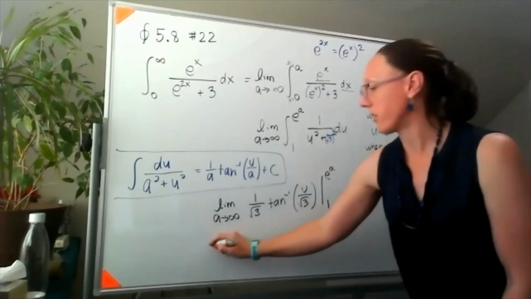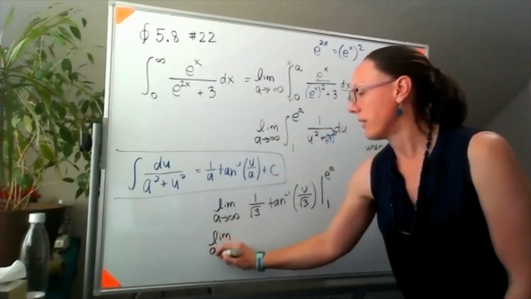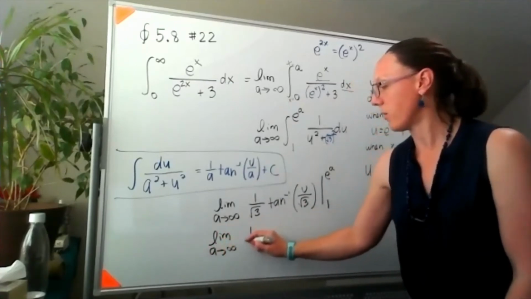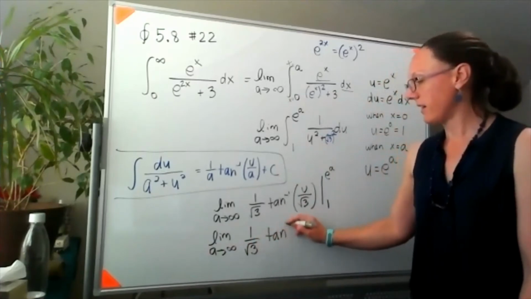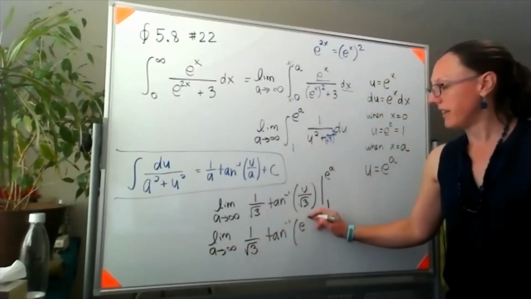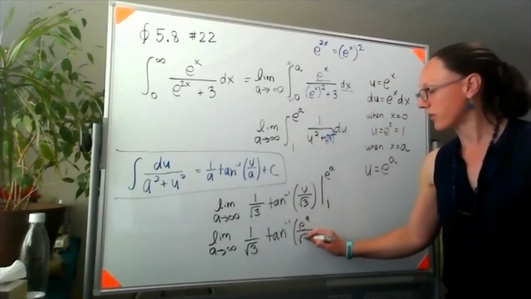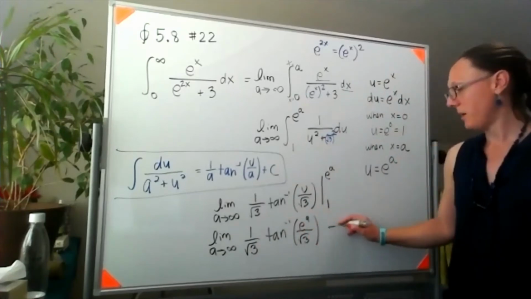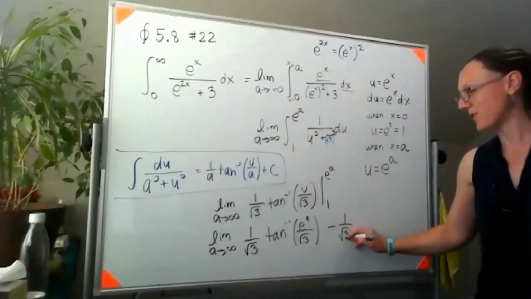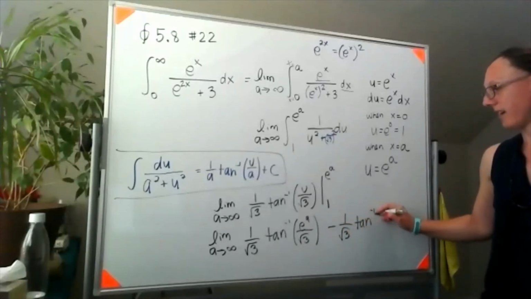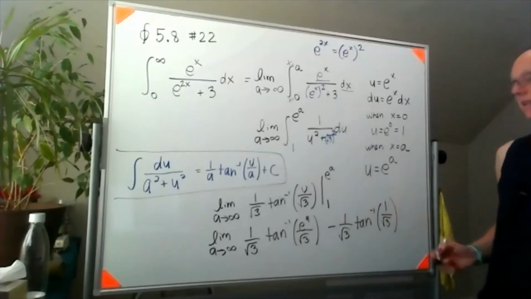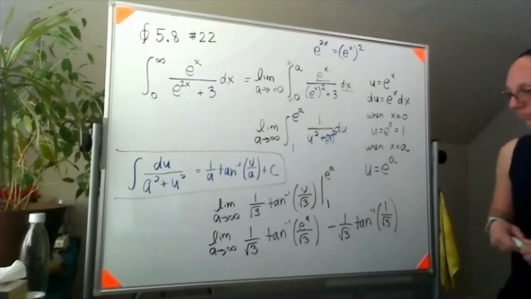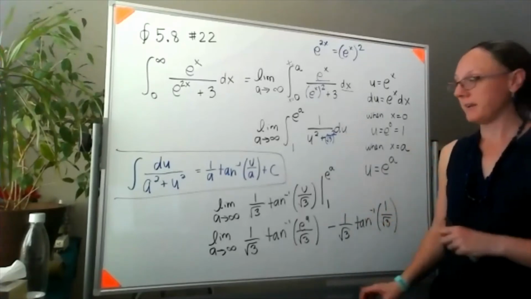Plugging in our limits of integration, I'm looking at a limit as a approaches infinity, 1 over the square root of 3 tan inverse of e to the a over the square root of 3 minus 1 over the square root of 3 tan inverse of 1 over the square root of 3. Now we're ready to take our limits.